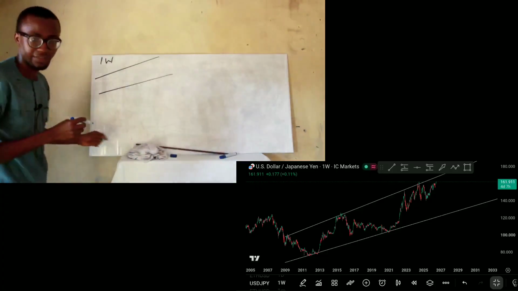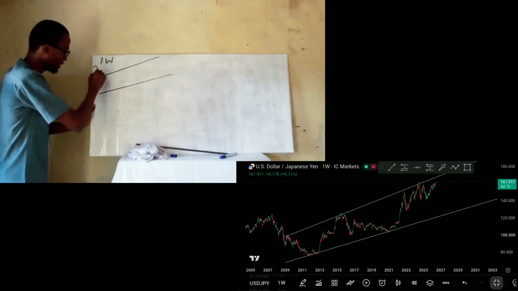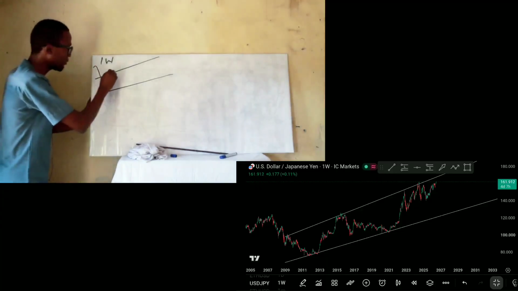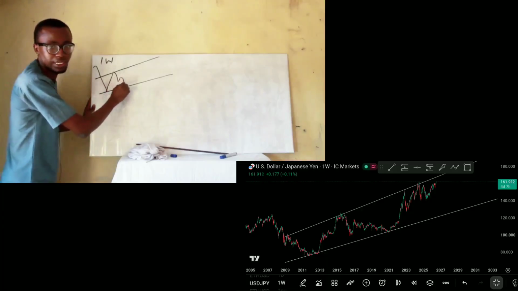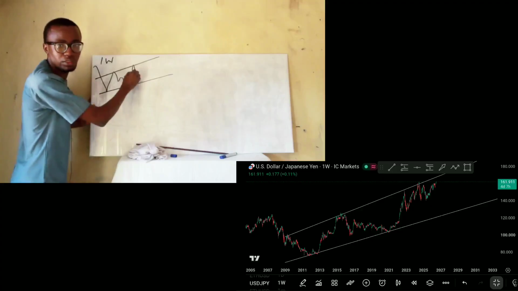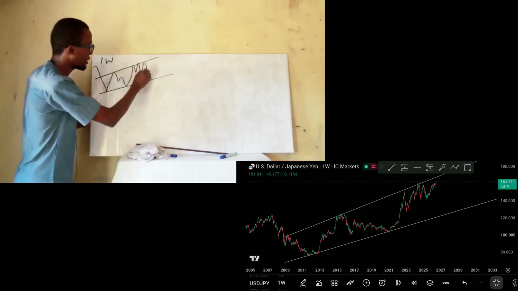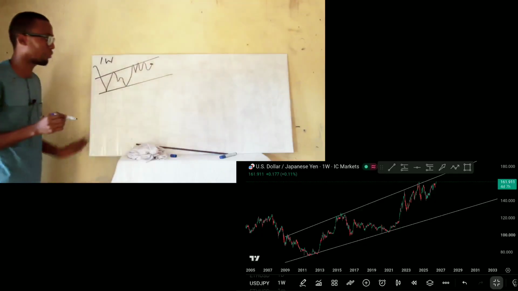Now look at how it's facing. It was coming from here down, then it came up, then it came down a little, came up a little, came down, and it's gradually doing what? Coming up.